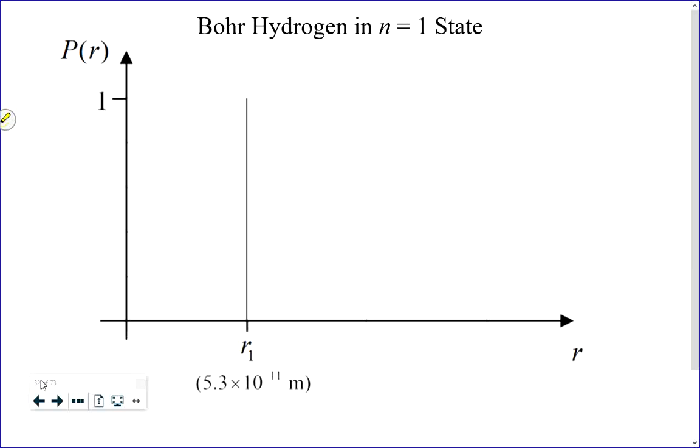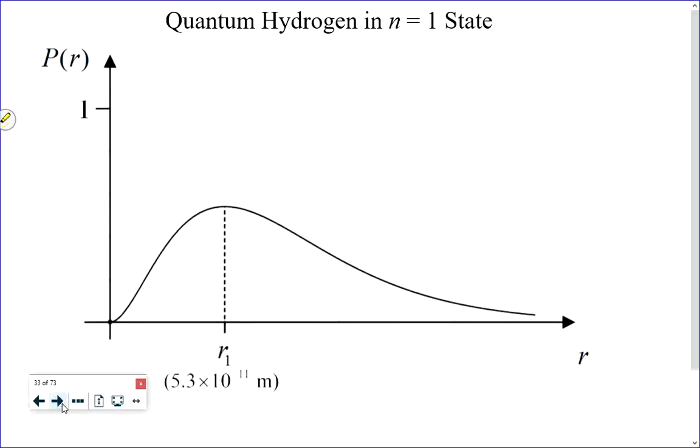What is this graph saying that Bohr says about a hydrogen atom if it's in the n equals 1 state? He's saying the electron is at this distance, period. End of story. It's not a little bit closer. It's not a little bit further away. It's not over here. It's at this location, the first radius. And the curve that I draw here for the quantum model is certainly exaggerated.